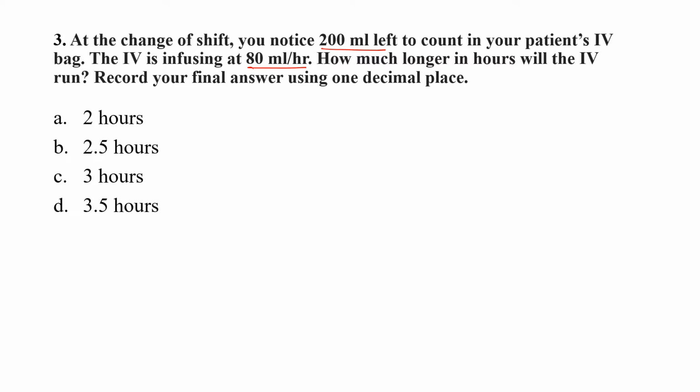Here when you read this question, you just have to notice a few important points, like the 200 ml left, which in this case will be our total volume to be infused, and the rate of infusing, that is 80 ml per hour. The question asks how many hours it will take for this 200 ml to be over. So the formula is: rate of infusion in ml per hour equals total volume to be infused in ml divided by time in hours.